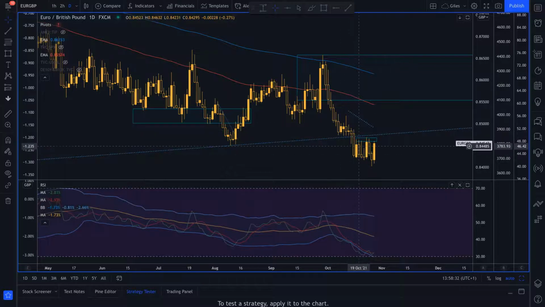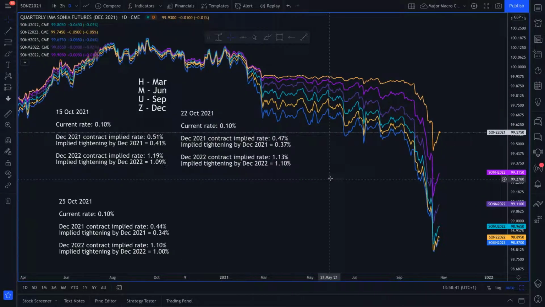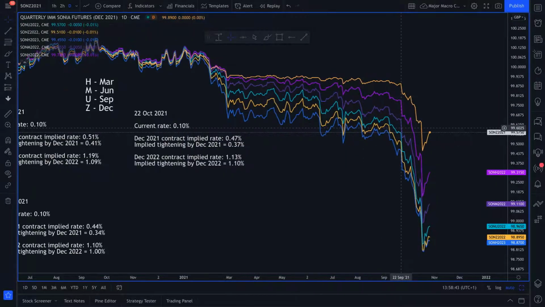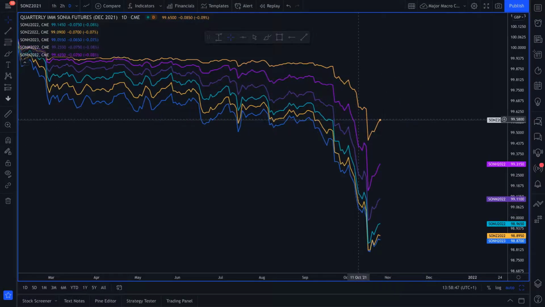But those positions started to look stretched, right? And you can just see the Sonia futures. It was around the beginning of October, a number of central bankers, Bank of England's Bailey, Bank of England's Saunders. Can you see here around the start of October? Do you see the way the Sonia futures sharply move lower, Josh? That was on expectations of interest rate hikes coming, right?